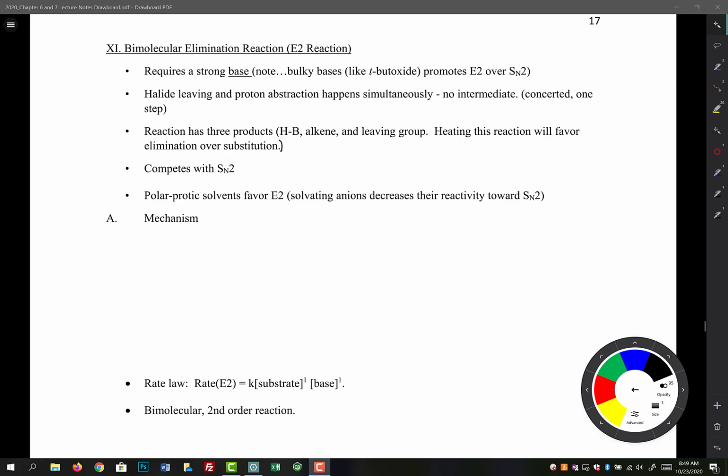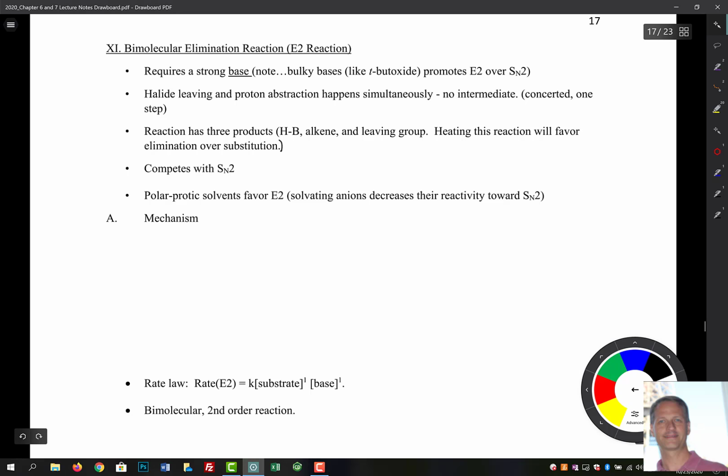Elimination reactions fall into two basic categories in this chapter. The first is an E2 reaction, a bimolecular elimination. The other is an E1, which is a unimolecular elimination reaction. For an E2 reaction to occur, we need a base, and it needs to be a strong base. If we have a big bulky base like t-butoxide, this can promote E2 over SN2.